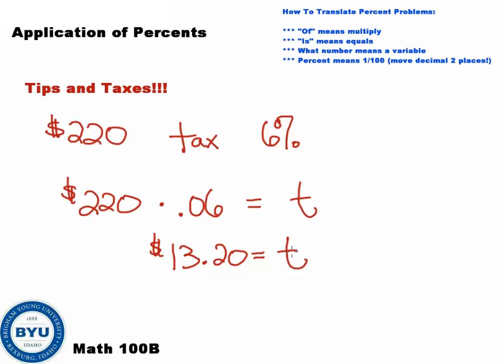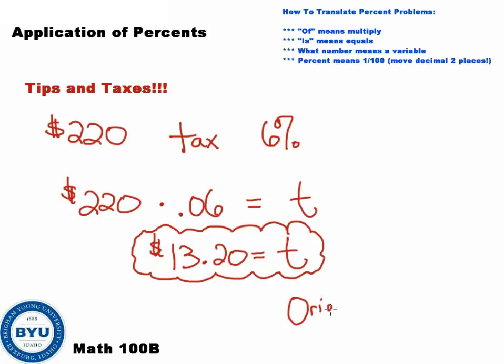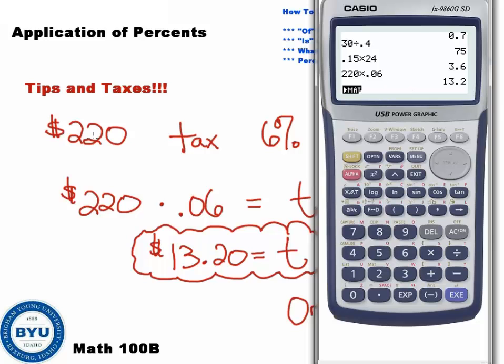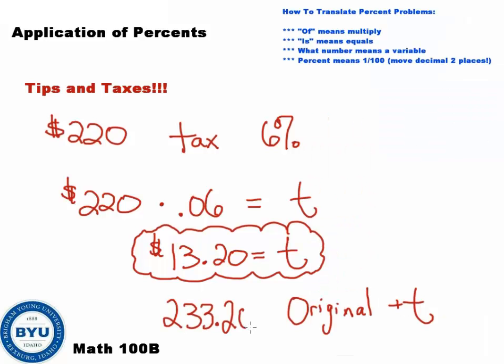So the total price, if you were asked, sometimes in word problems you'll be asked, what's the tax? If you were asked that, you'd say, oh, the tax is $13.20. But if you were asked for the total price, well, that would be the original plus the tax. In that case, we would take the tax and add the original price, which was $220. And so the register is going to say that we owe $233.20. So do be aware that when you do a word problem, you make sure you're answering the question that they are actually asking.